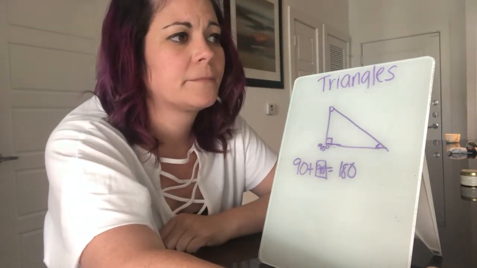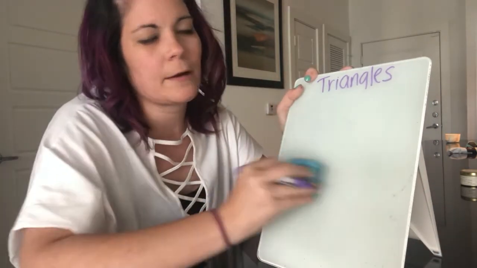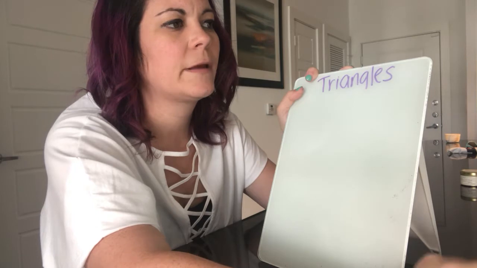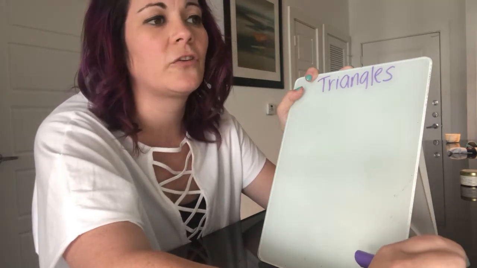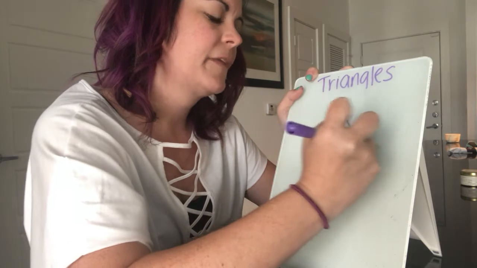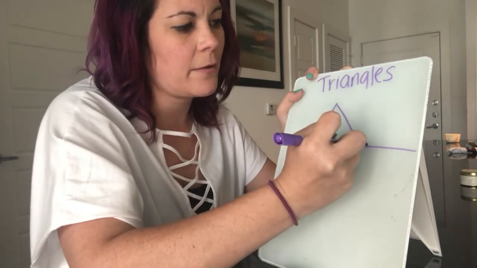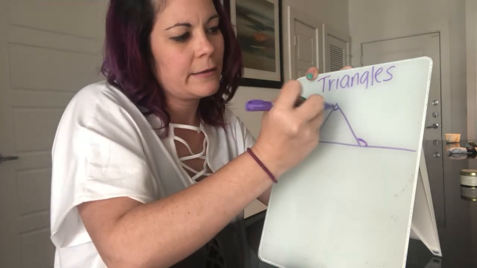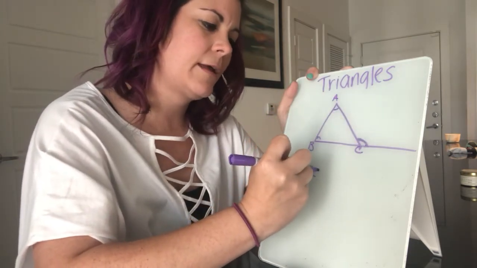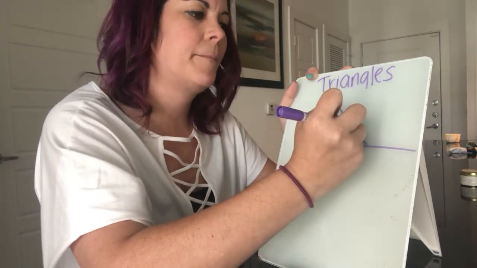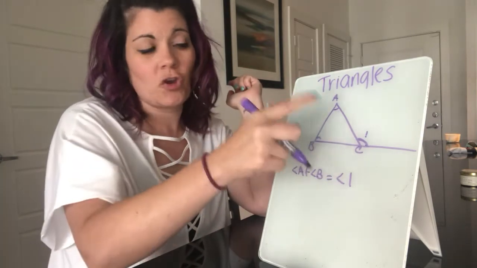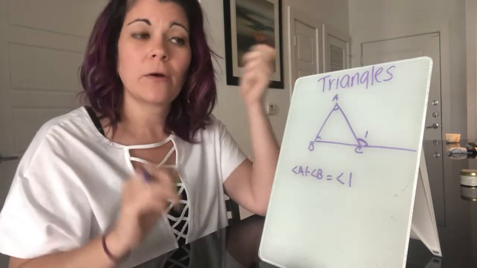Exterior angle theorem. Let's talk about that. The exterior angle theorem says the measure of the exterior angle of a triangle is equal to the sum of the measures of the remote interior angles. So in this case, the measure of this angle right here is the same as the sum of angle A plus angle B, which is equal to angle 1. So the sum of the remote interior angles, not the one that's connected to it, but the other two, is equal to that exterior angle, and that's what that theorem says.